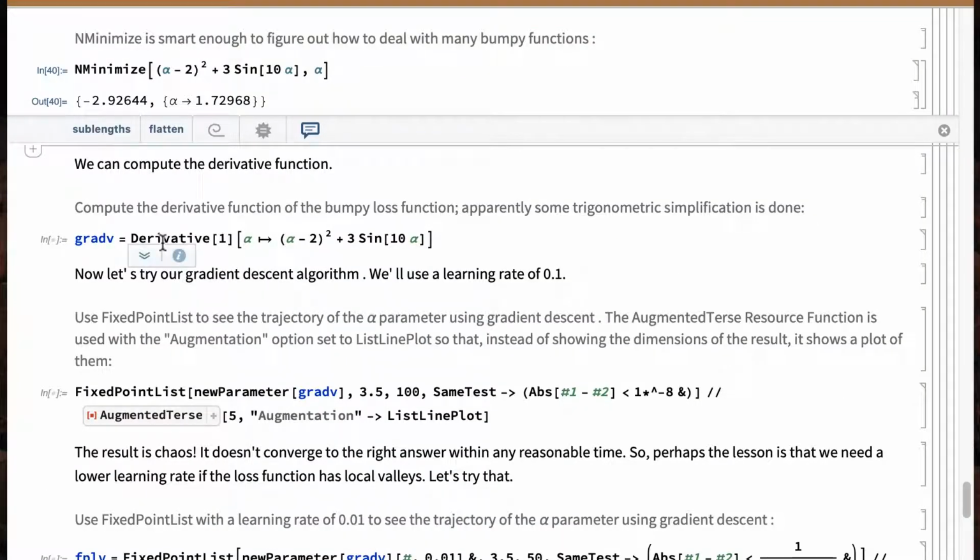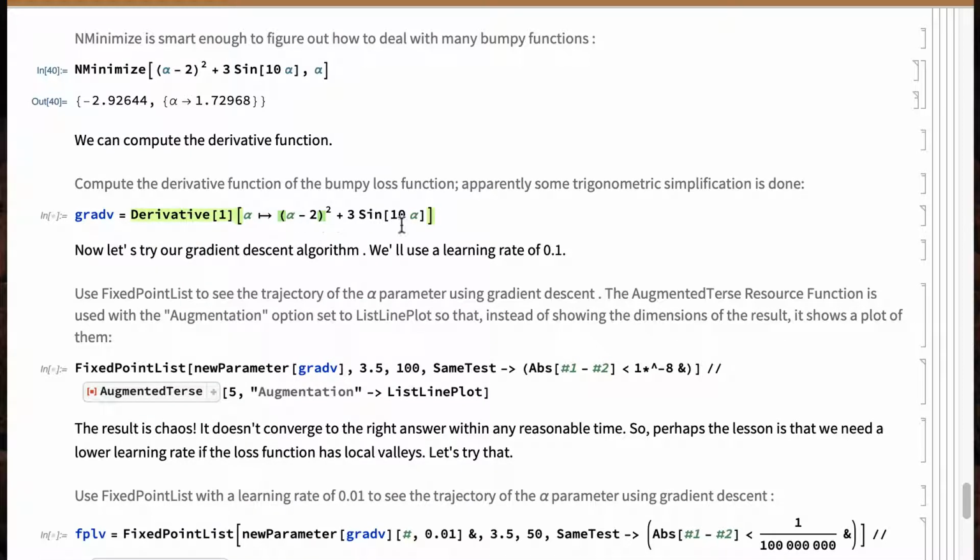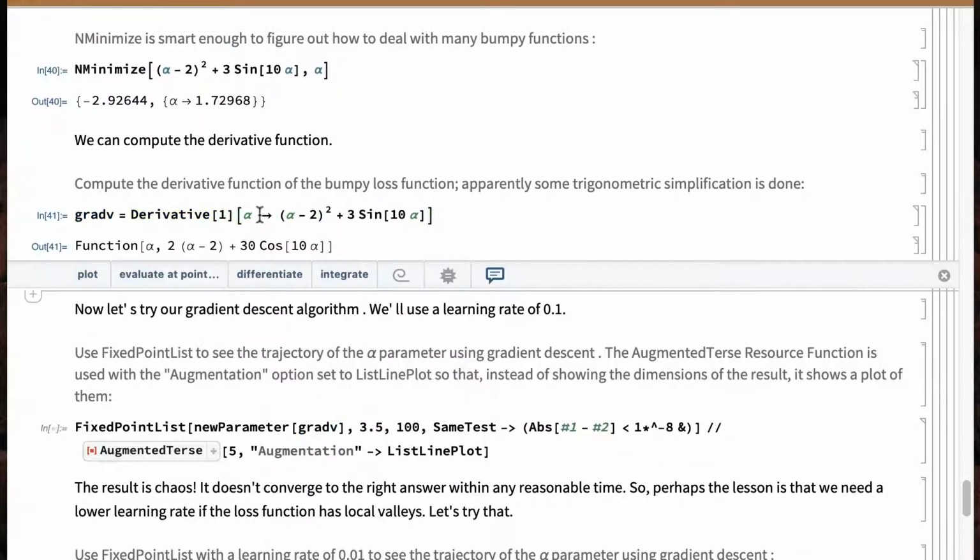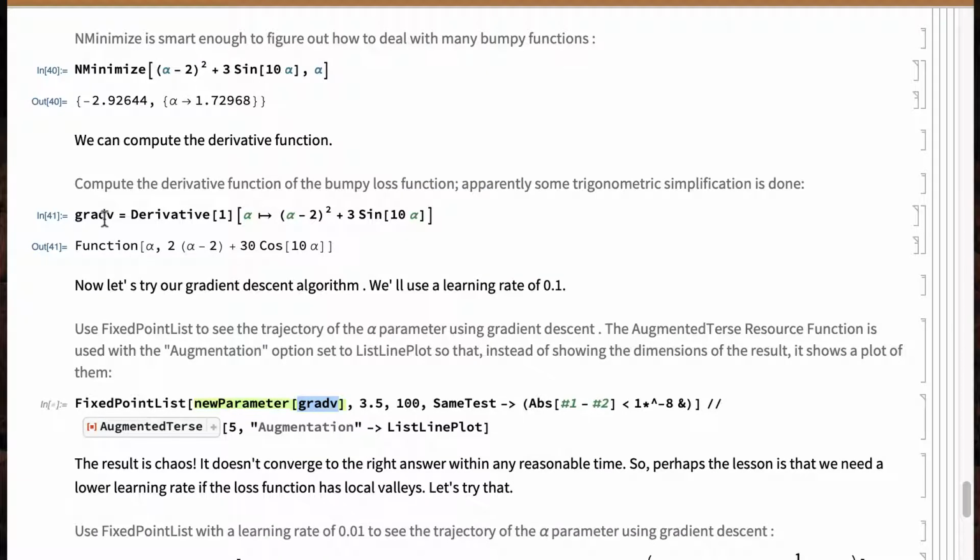First, we'll do exactly what we did before. We're going to form the derivative function of the loss function. Here's our loss function. Let's compute the derivative. There we go. There's some sort of weird trigonometric thingy-bob going on here that I don't remember, but I will assume that Wolfram has correctly figured out the derivative. And now this is the same code. The only thing that's different is I'm using gradV instead of grad to iterate the new parameters. Otherwise, it is the same.